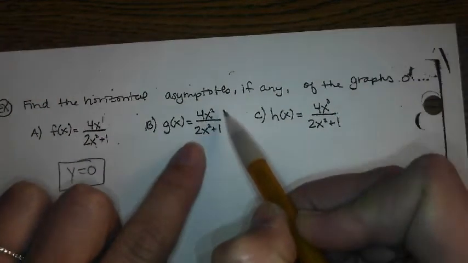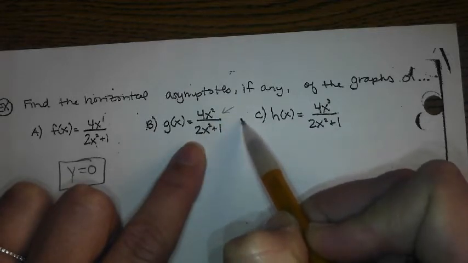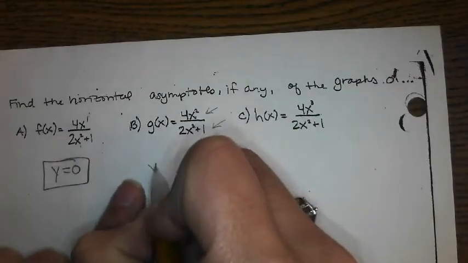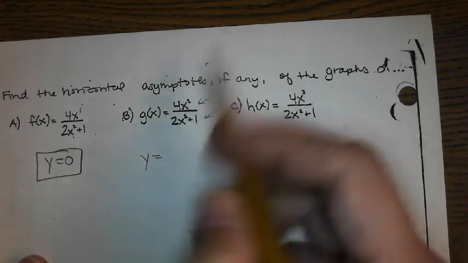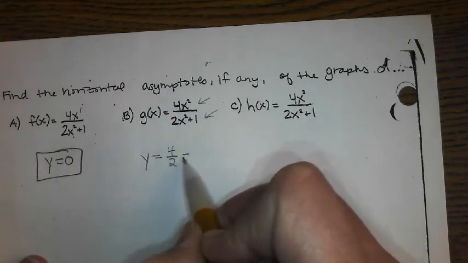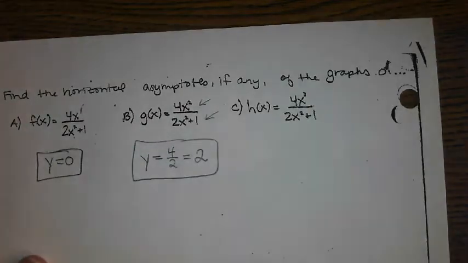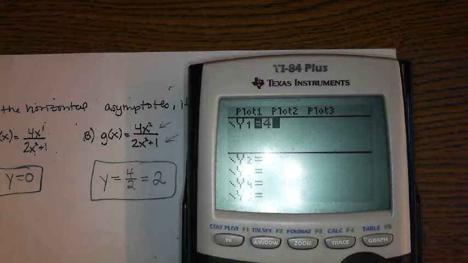Good? Second one. Liz, what's the degree of our numerator? 2. What's the degree of our denominator? 2. So this falls in the same over same, right? So here's the horizontal asymptote. It comes from your leading coefficients divided by each other. So 4 over 2, which is 2. So I'll show you that graph: 4x squared divided by 2x squared plus 1.